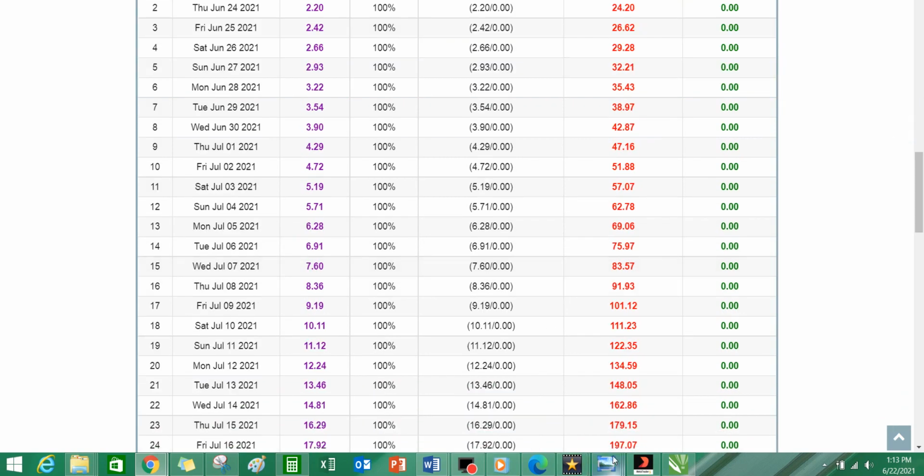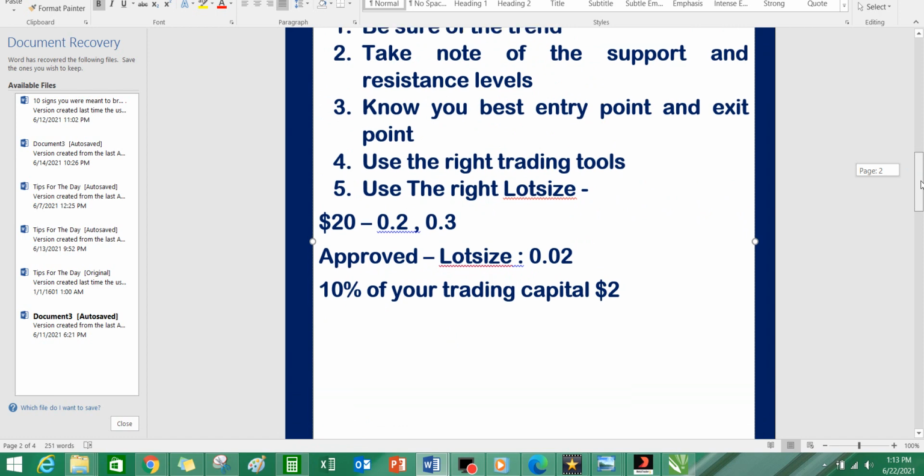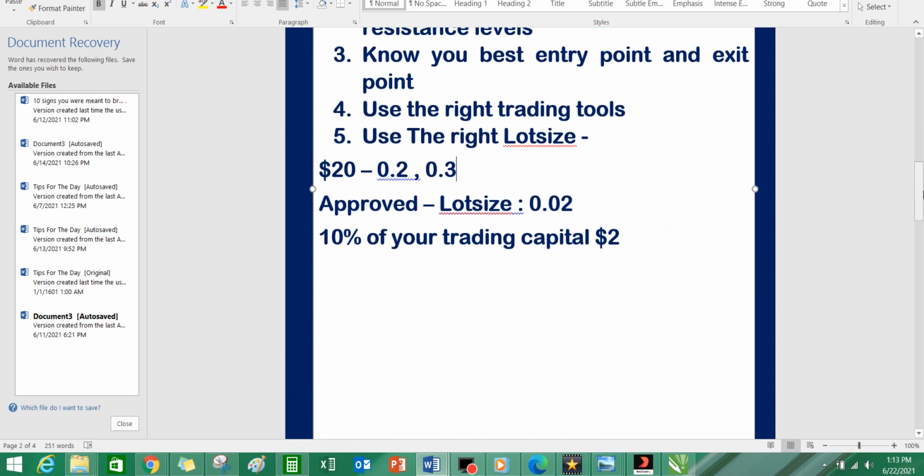So quickly, let me show you this so that you will understand how to go about it. I'm coming to the worksheet again. Now on the worksheet, like I said, for $20 you use 0.02. Let me do a little more calculation so that you will understand what to use at each time once your trading capital is increasing. For $30, all you need to do is just to use 0.03 as your trading capital to trade. For $40, you just increase it like that until you get to a reasonable amount of money.